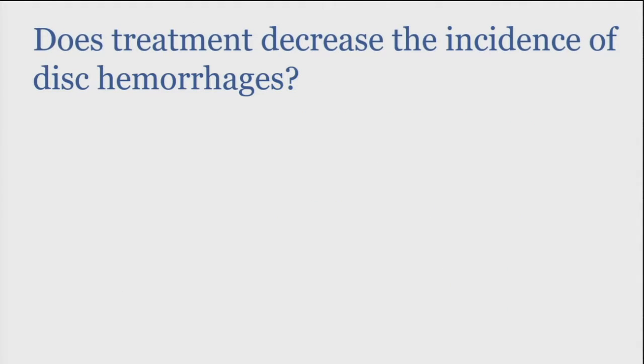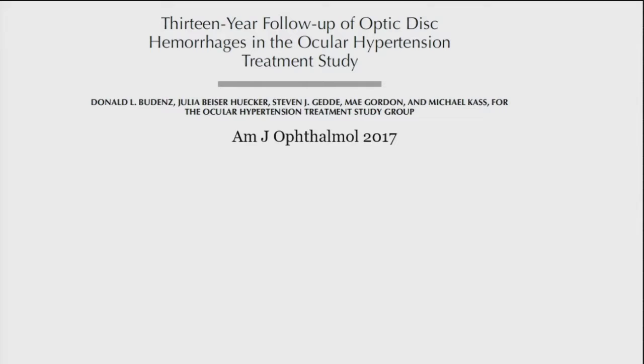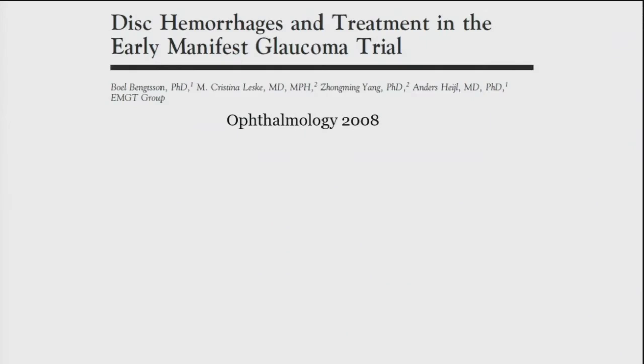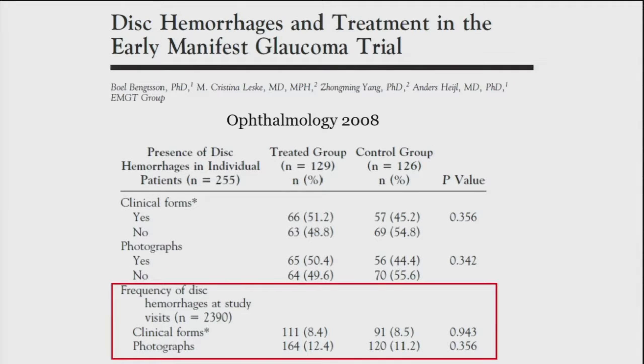And does treatment decrease the incidence of disc hemorrhage? So one question is whether treatment decreases the rate of progression. The other is whether treatment decreases the incidence of disc hemorrhage. So this was done in the OHTS recently. They found a significant effect, so the treatment arm was less likely to develop disc hemorrhage. This was not shown in the earlier publication. The EMGT, however, did not find any effect, so both treatment and observation had a similar incidence of disc hemorrhages.